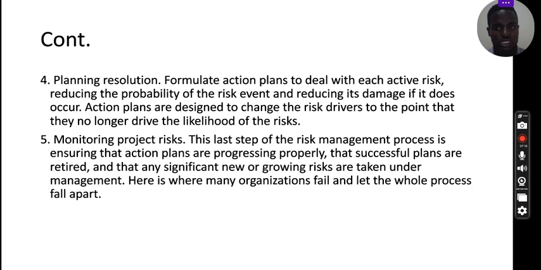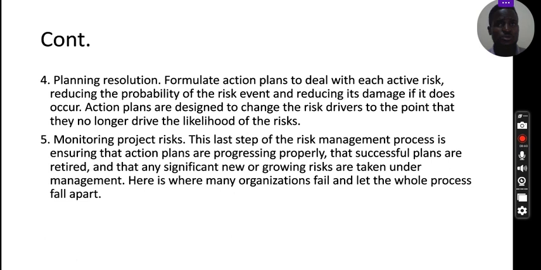Then after that, monitor the project risk. This is the main management process. The last step of the risk management process is ensuring that those action plans that you have made are progressing properly, that successful plans are retired, and that any significant new or growing risks are taken under management. This is where many organizations fail, and then the whole process falls apart. Maybe they have formulated the action plans, but they do not go ahead to carry them out, and that's how they fail. That's how most projects fail.